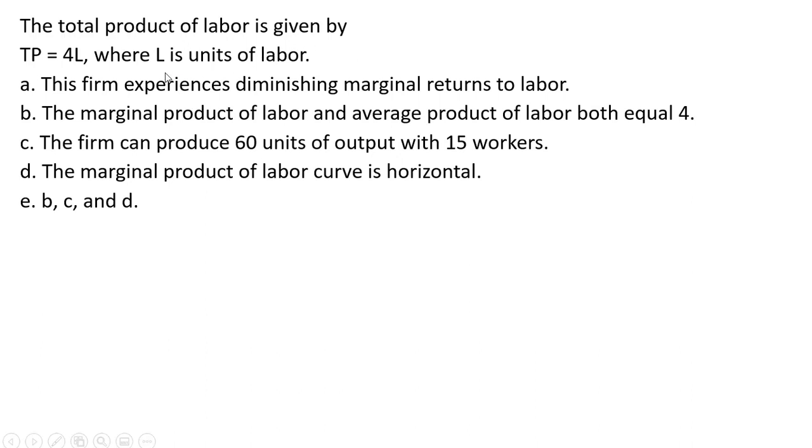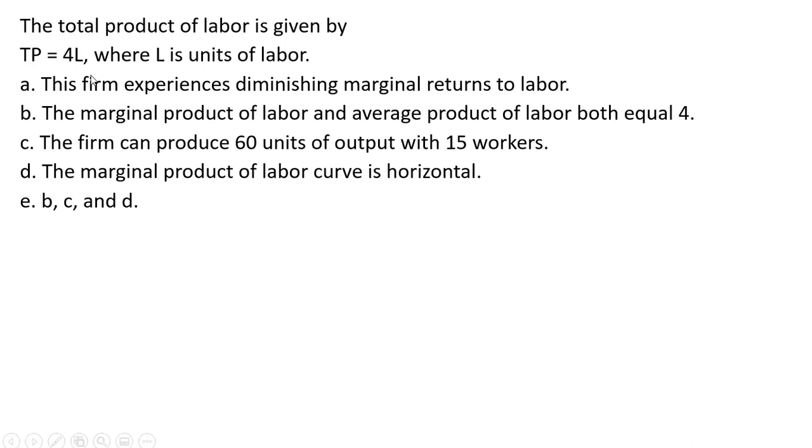Total product of labor is given by output equals 4 times the number of workers. This firm experiences diminishing marginal returns to labor. That is incorrect. The marginal product of labor and average product of labor both equal 4. So every time we hire 1 more worker, output goes up by 4 units, just the slope of this equation. And the average product of labor will also be 4.